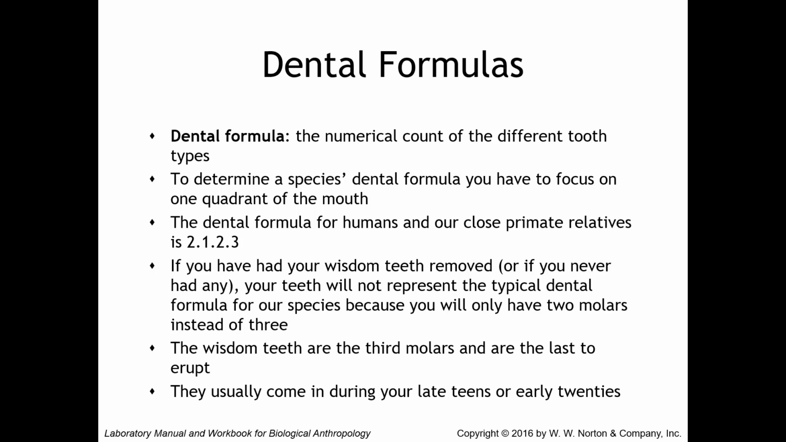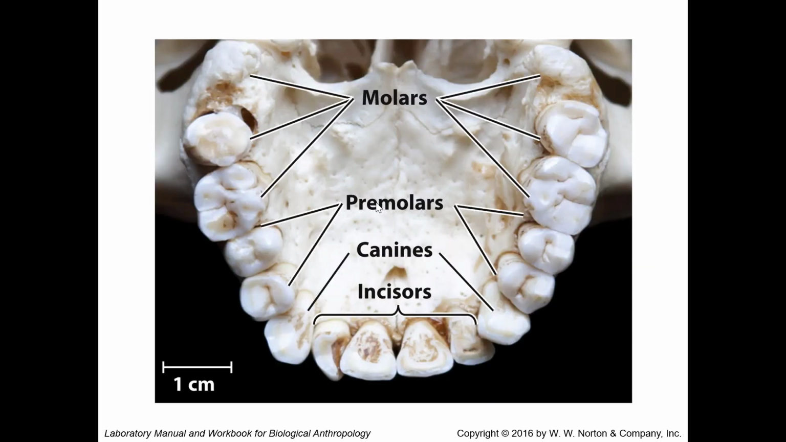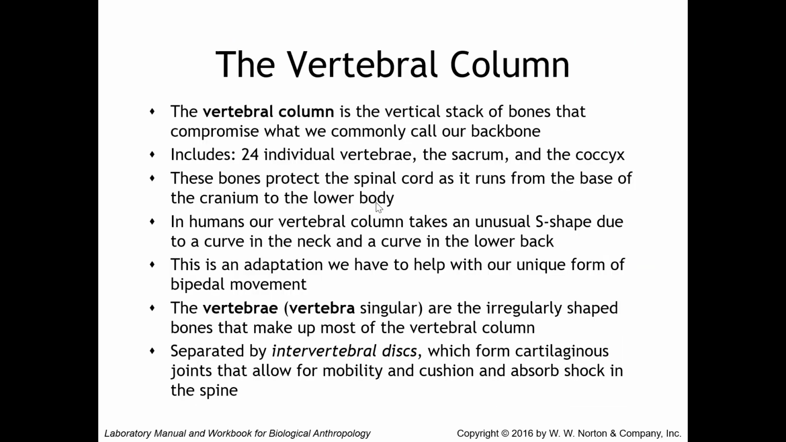So we are done with the cranium, right? Finishing with dental formulas, we're done with the cranium, and we have to move now inferior to the cranium. Right inferior to the cranium is the vertebral column, right? The vertebral column is the vertical stack of bones that comprise what we commonly call our backbone, or our spine. This includes 24 individual vertebrae, the sacrum, and the coccyx.